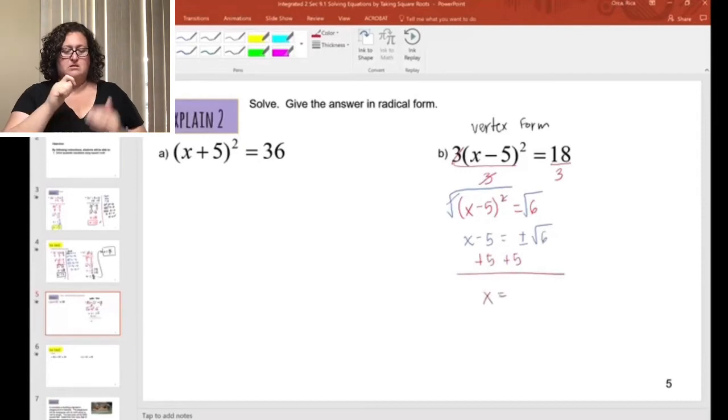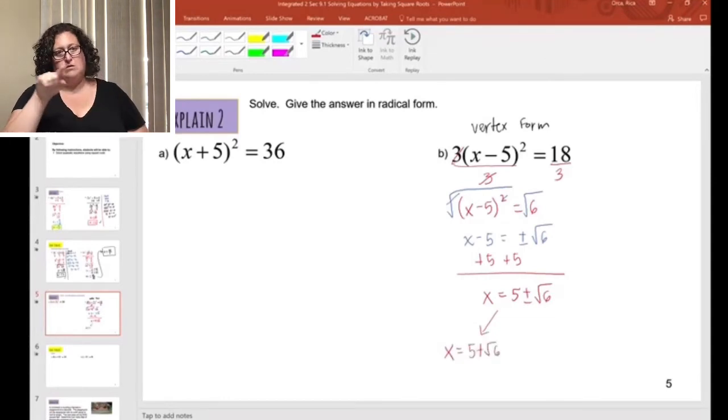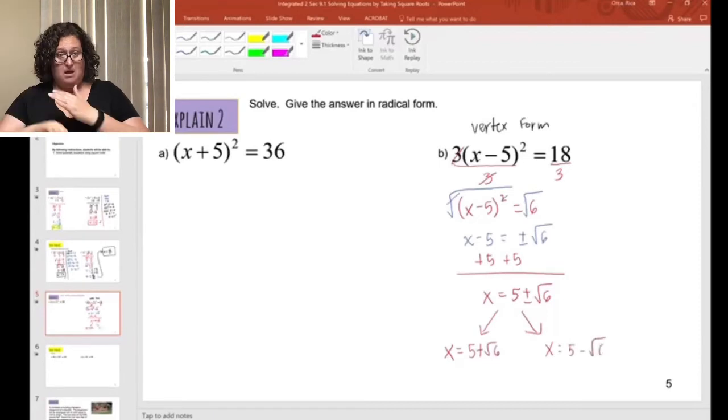X equals 5 plus or minus the square root of 6. And this is our answer. So if you want, you can split them apart. It's x equals 5 plus radical 6, and x equals 5 minus radical 6.